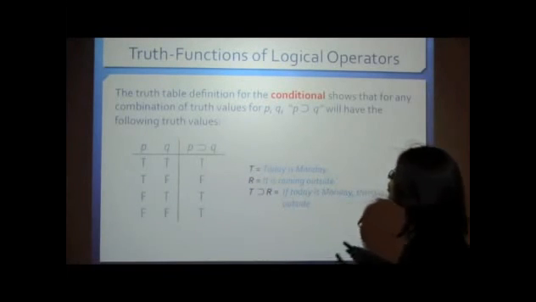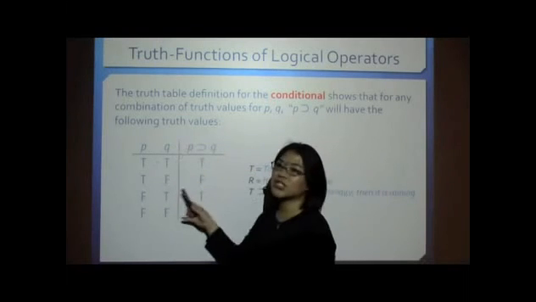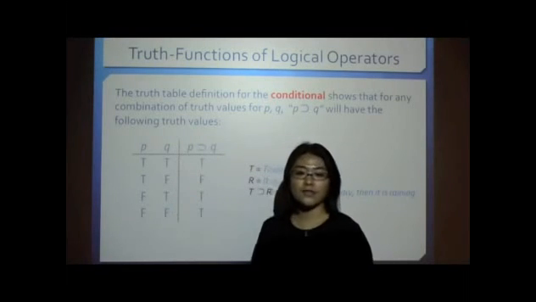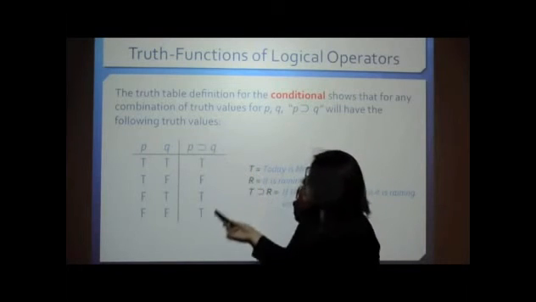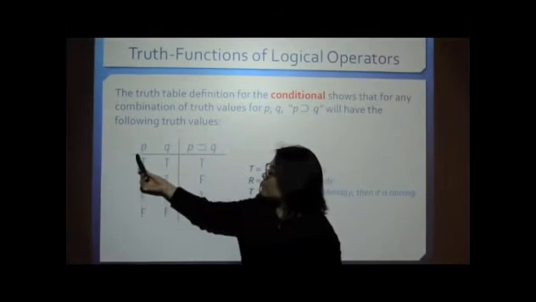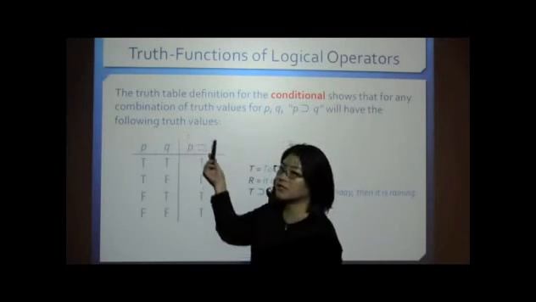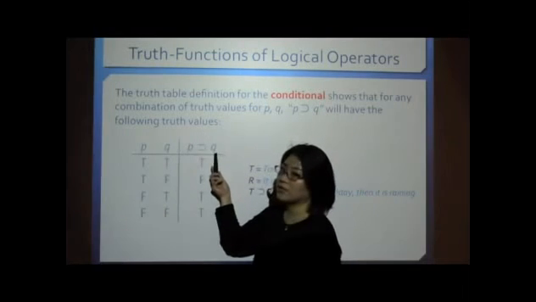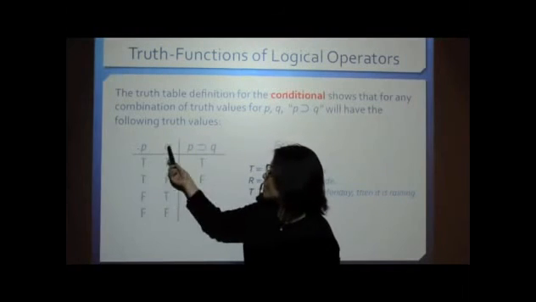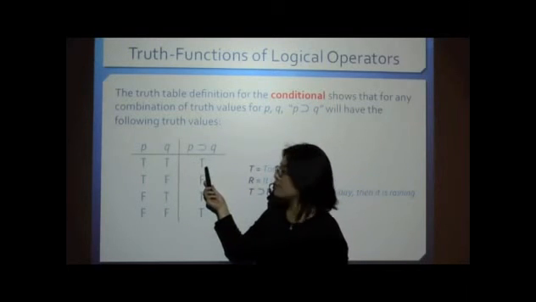Next, we have the conditional operator. This is the truth table, which illustrates the truth function of the conditional horseshoe operator. Notice how it suggests that when P and Q, which are the parts of the conditional statement, P being the antecedent and Q being the consequent, are both true, then the conditional statement will be true.